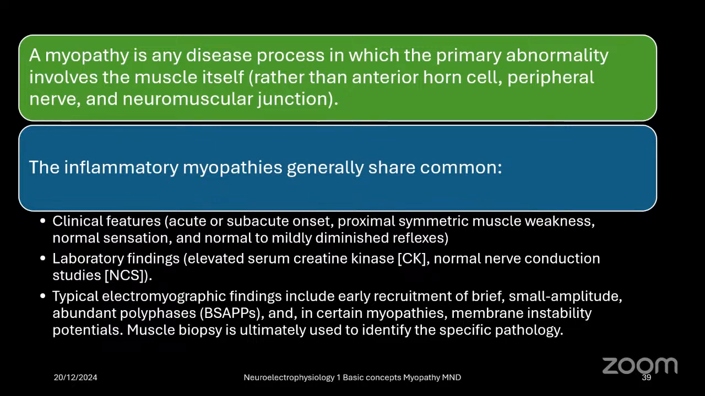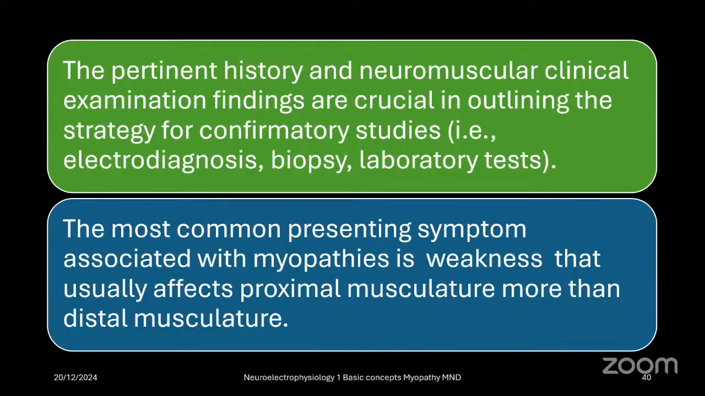Muscle biopsy is usually limited to identify the specific pathology. The pertinent history and neuromuscular examination findings are crucial in outlining strategy for confirmatory studies, whether you want to do electrodiagnosis, biopsy, or laboratory tests. So everything hinges on how you elicit history and how you evaluate clinically.